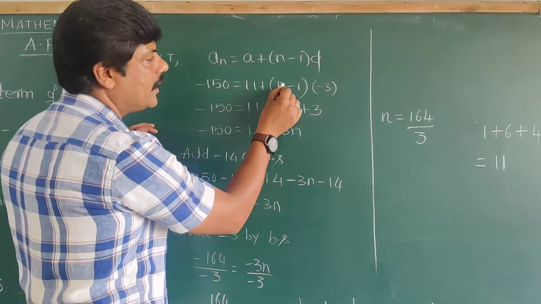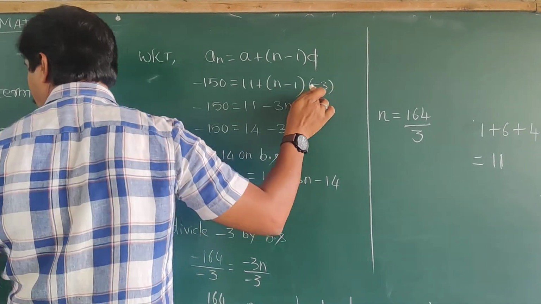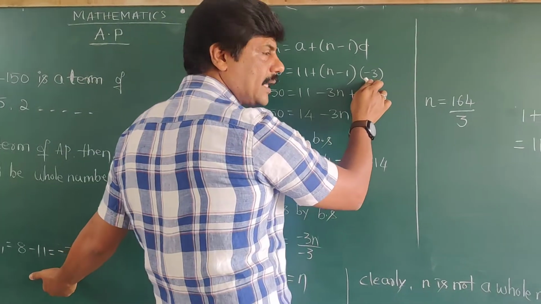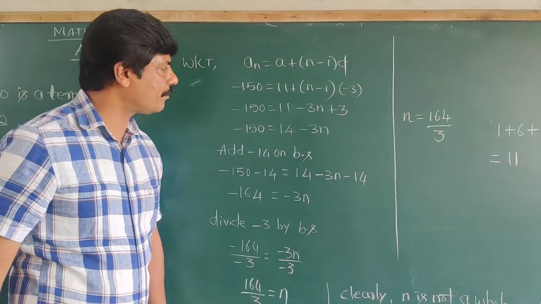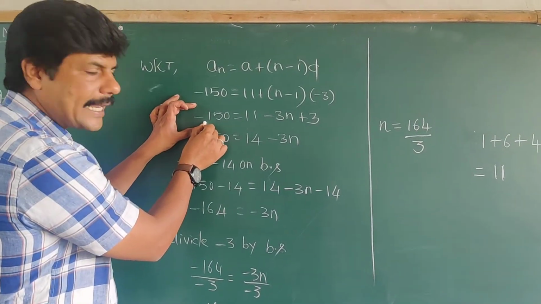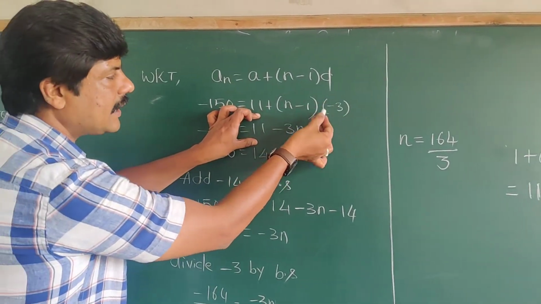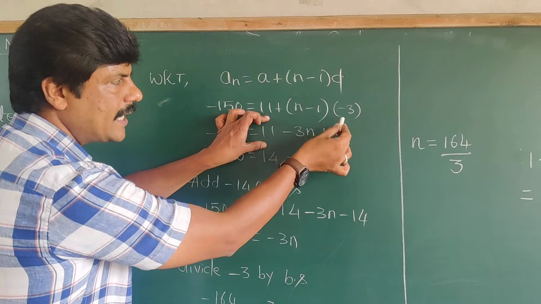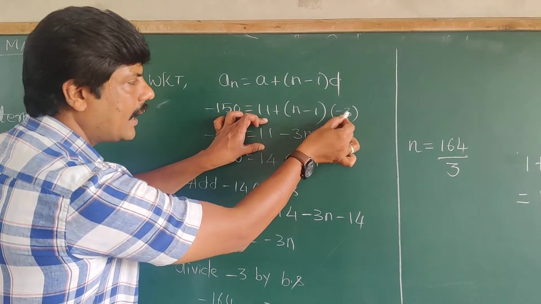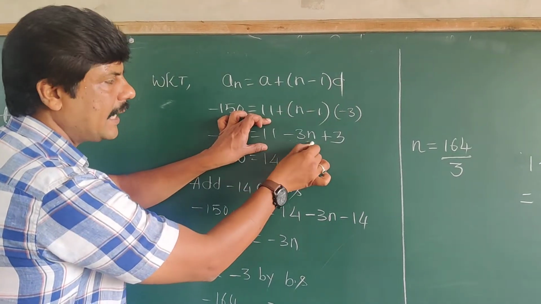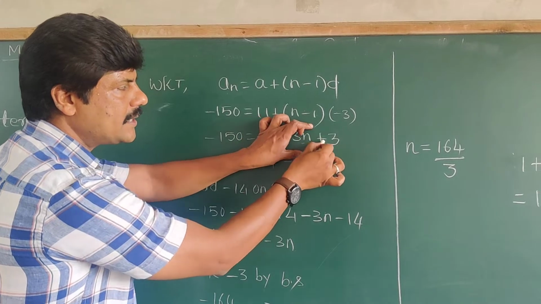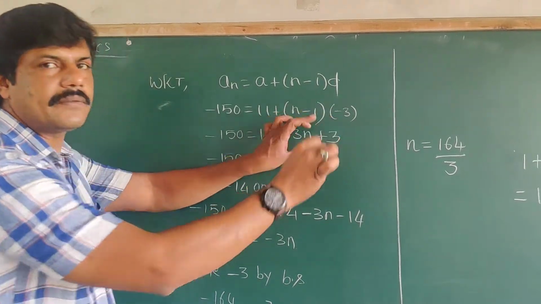We need to find n minus 1 and the d value we have found, that is minus 3. So we have substituted here. Again the second step: minus 150 is equal to 11. Multiply this minus 3 with n as well as minus 1. Minus 3 into n is minus 3n, minus into minus plus 1, 3 times 3.